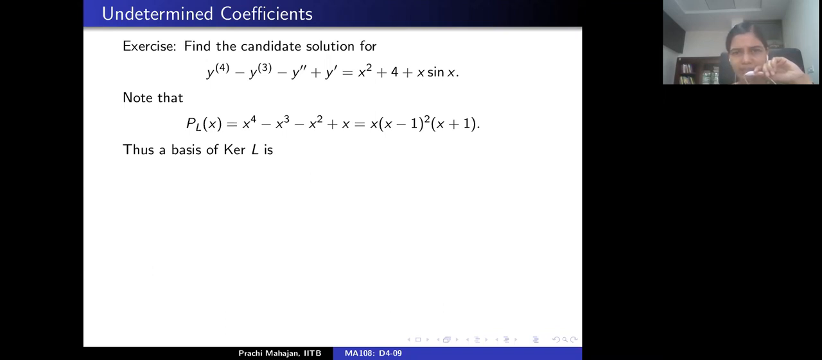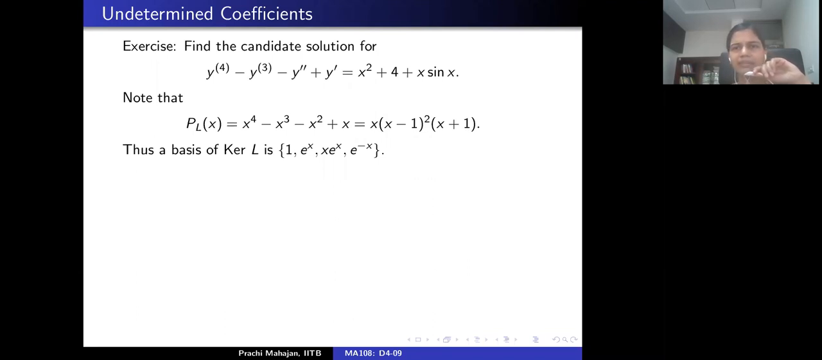solutions of the homogeneous equation. In this case, it would be 1 corresponding to the operator D, e to the power x corresponding to the operator (D minus 1) square, x e to the power x because 1 is a root with multiplicity 2, and e to the power minus x corresponding to the operator (D plus 1). Correct? Now, these are 4 linearly independent solutions, so they must form a basis of the solution space of the associated homogeneous equation.